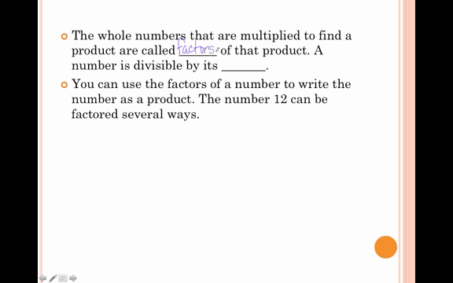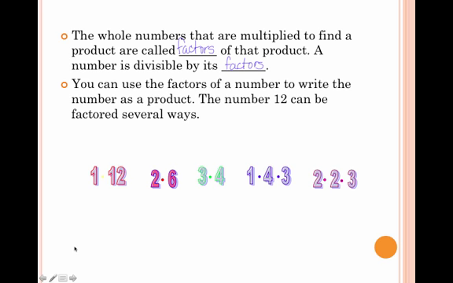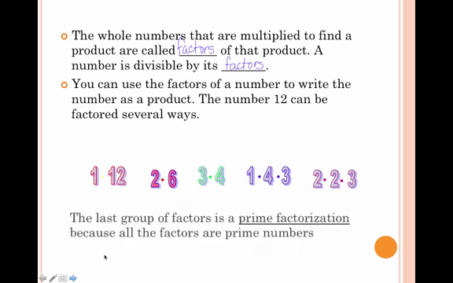So a number is divisible by its factors, of course. You can use the factors of a number to write the number as a product. So, for instance, the number 12 can be factored several ways. So let's look at some examples. Okay, all of these work. If I multiply these out, these all equal 12, but only the last group of factors is a prime factorization.